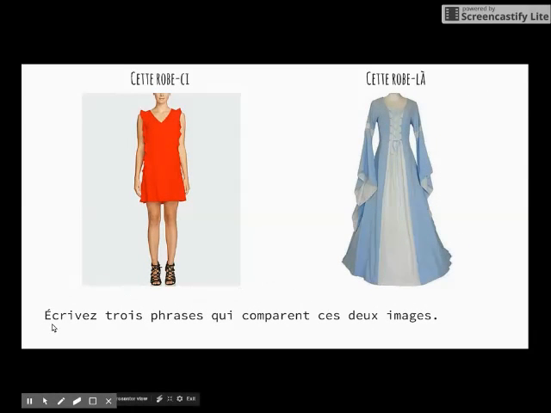Alright, the last little bit of practice is going to be a little bit more open-ended. I've given you two pictures here. Cette robe-ci et cette robe-là. Hein? Écrivez trois phrases qui comparent ces deux images. So be creative. Soyez créatif. Try to come up with three different phrases that compare these two dresses. So you can kind of imagine what they might cost, what their lengths are, things like that. So try to write down three different sentences. Try to use plus, moins, and aussi. You can pause the video, and then once you have those three sentences written, press play, and I'll give you some examples.